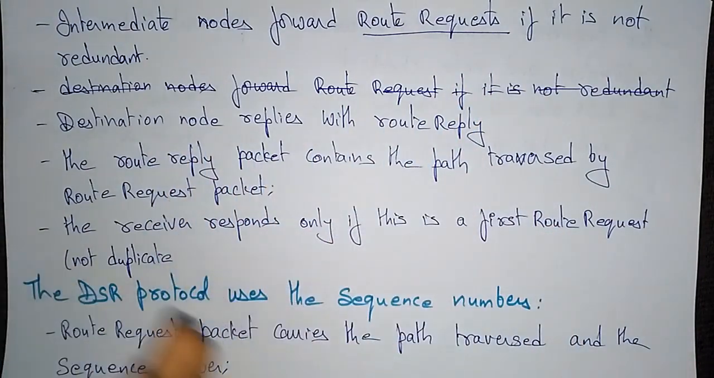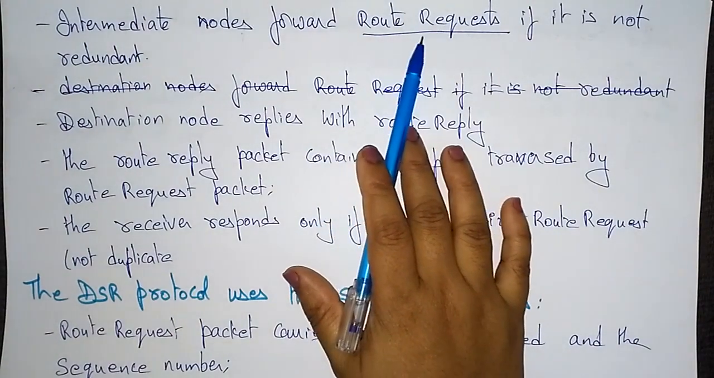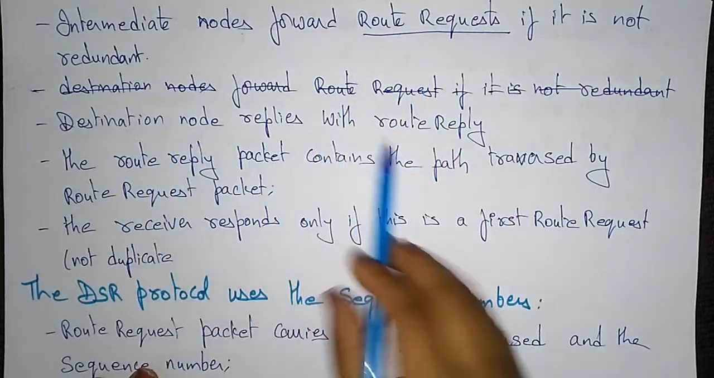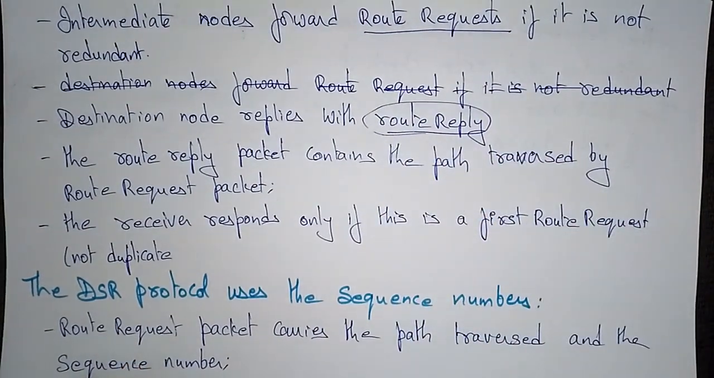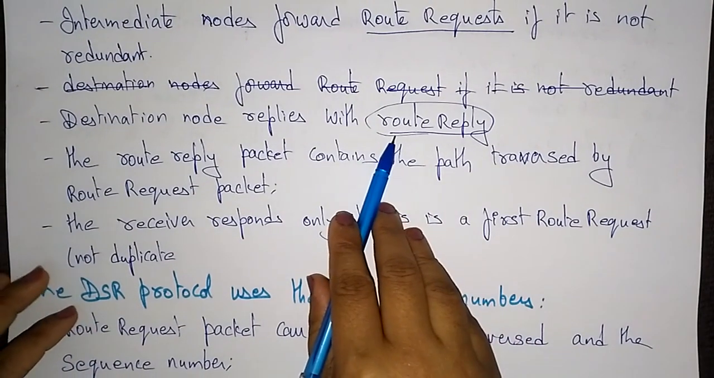Meaning I want to go to the destination. So this is the path, the source is here and the destination is here. Based on the shortest distance, I need to reach the destination. So that is the route request through the nodes. The destination node replies with a route reply. Whenever the destination node receives the request from the neighboring nodes, it replies with a route reply.